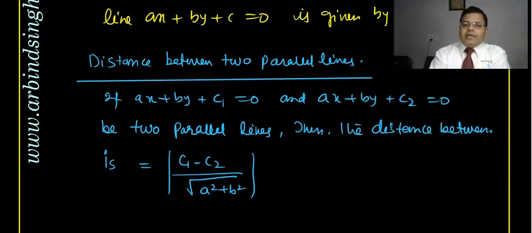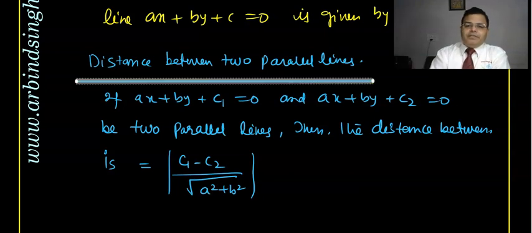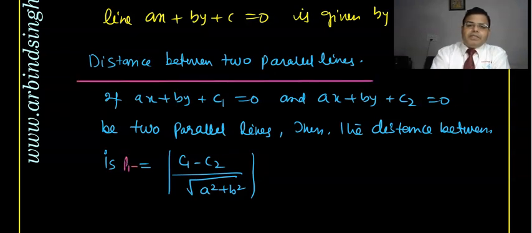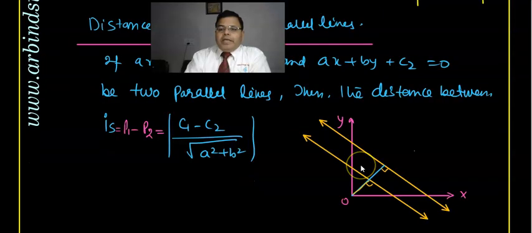Not two lines, and then I have subtracted the distance between them. So here, what I did is P1 minus P2, and P1 minus P2 is equal to the distance between them, and that is C1 minus C2 upon under root A square plus B square. So here, the length of perpendicular from P1 is the length of perpendicular from O to M, and this is O to N, and P2 is O to N.